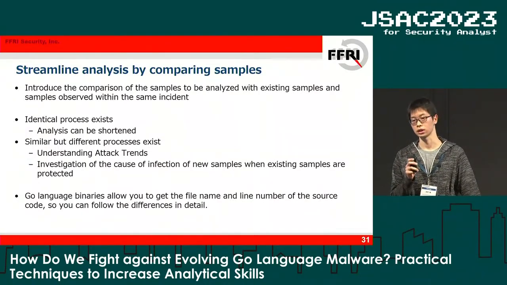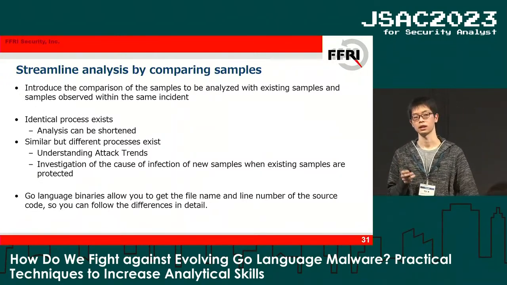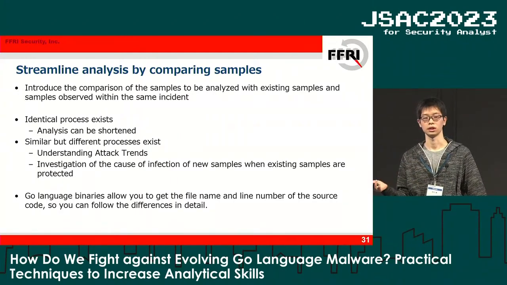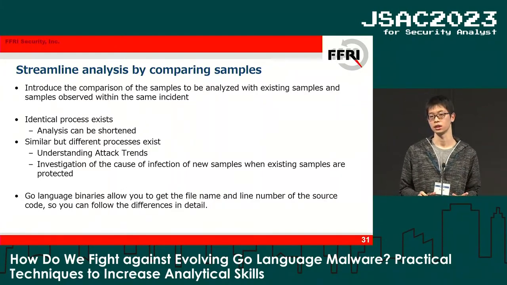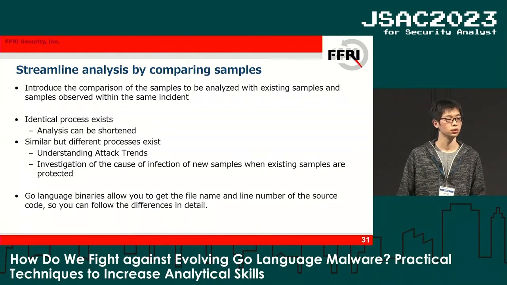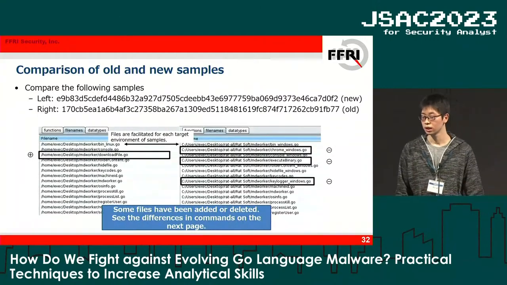So we did a detailed analysis of Electrorat, and after analyzing the sample, we may see other infections, which may be implemented on another platform and may belong to the same family. So as analysts, we have to make the analysis efficiently. This time, we are going to look at how we should deal with this. In the case of Go language, binary assembler line numbers can be extracted, so you'll be able to compare in detail.